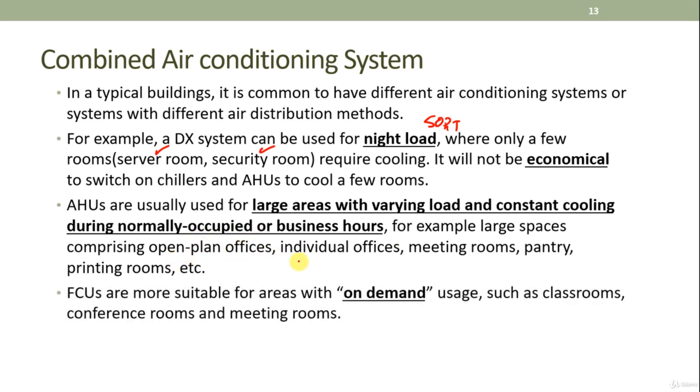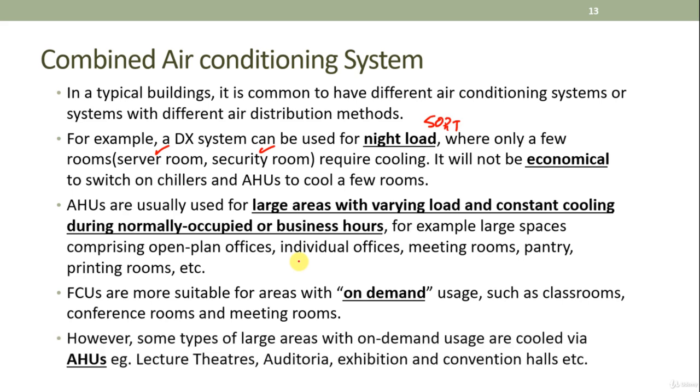Whereas fan coil units are more suitable for areas with on-demand usage, such as meeting rooms and classrooms, where when you need it, you will switch it on individually, or when somebody books the room, then the facility management team may help to schedule it to switch on and off. So that will save much more energy rather than having an AHU that always serves cold air into the room even when nobody is using it.